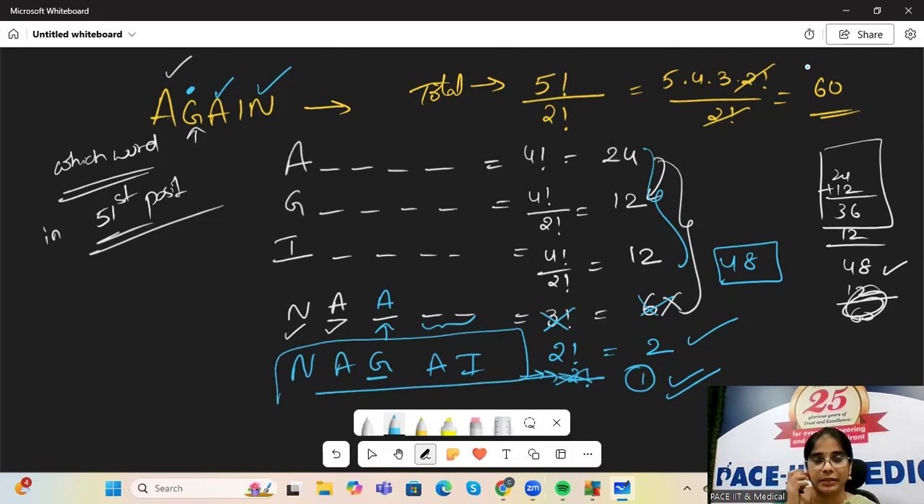Understood how to get it, right? So think very carefully and attempt such questions. What is the word in that 51st position will be your question type, okay? Another question also we will be doing based on this.